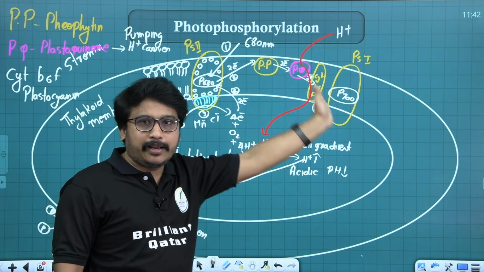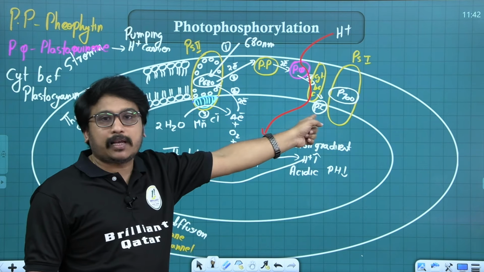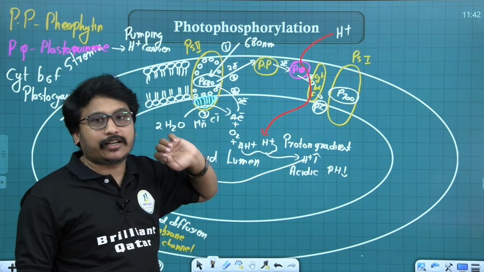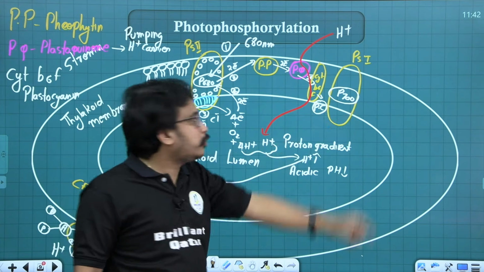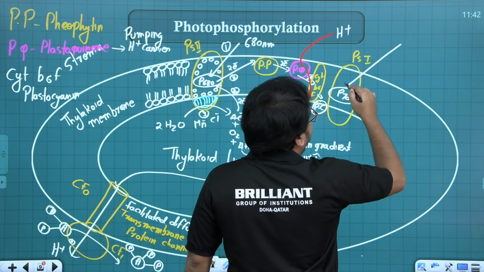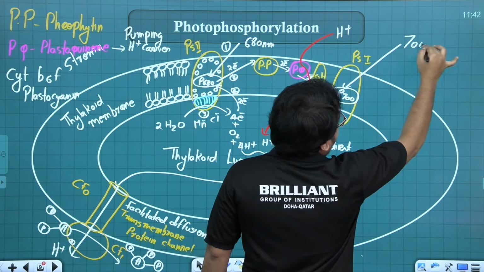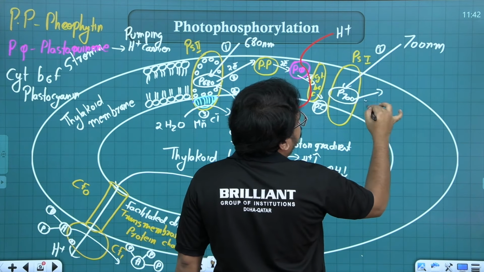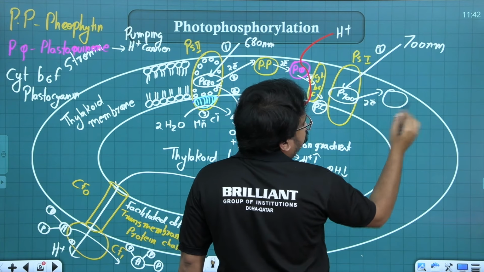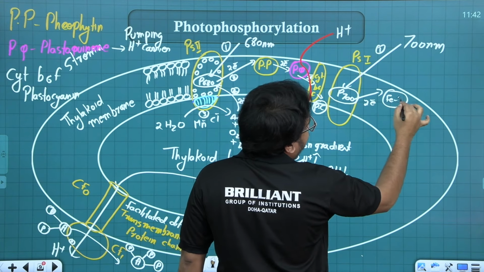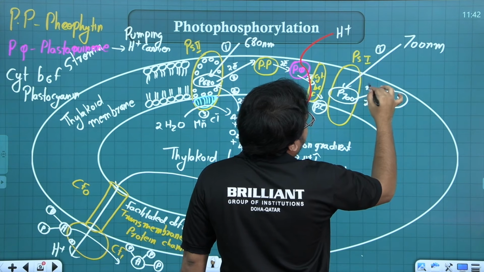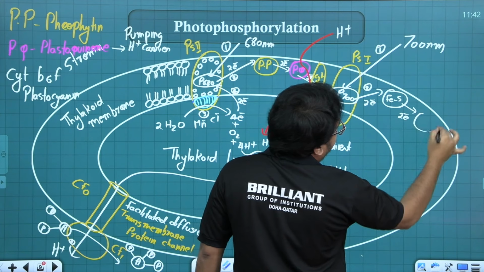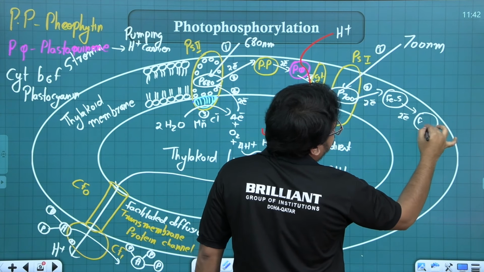Then you can see the remaining movement is downhill up to plastocyanin. Simultaneously, when photosystem 2 was starting, one more will start, that is photosystem 1. Photosystem 1 will take up 700 nanometer light and release 2 electrons. These 2 electrons are first accepted by iron sulfur. Then from here, these 2 electrons go downhill to the next one, that is ferredoxin.